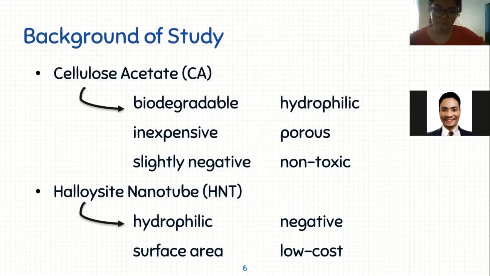Halloysite nanotube, on the other hand, is actually an aluminosilicate, so it's comprised mostly of aluminums, silicons, and hydrogens. And HNTs are actually in the nanometric scale, so this means it's quite rich in terms of surface area because it is, of course, in the nanoscale, and it has a highly negative surface charge, and it is low cost due to its availability in nature.